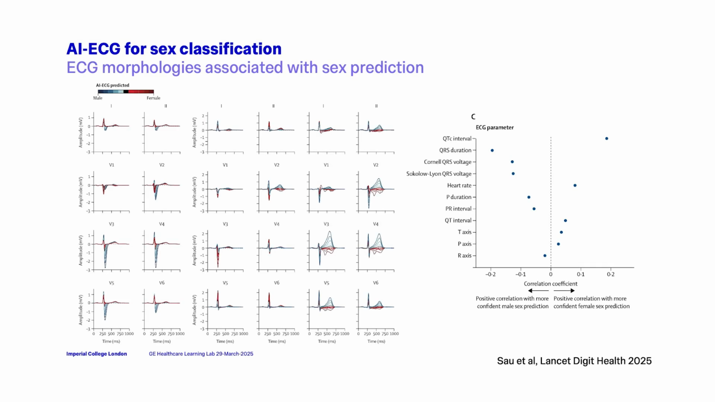I won't go into detail, but we did some explainability analysis to look at how it's doing this. But essentially, it's looking at a combination of different things. So it's looking at QT interval, QRS duration, voltage, axis, and it's clearly a signature of what a male ECG looks like and a signature of what a female ECG looks like. And you can train a model to do that. Obviously, it's not anything we want to do, but you can train a model to do that, and it does it really, really well.